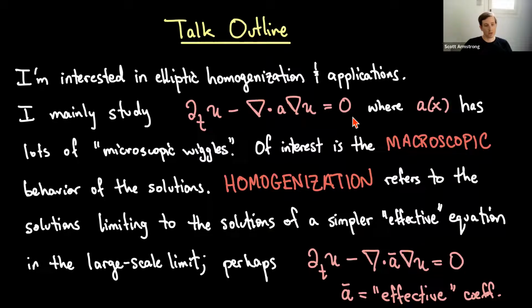Homogenization refers to the solutions limiting, on macroscopic scales, to a simpler equation. Usually that takes the form of, at least in this elliptic or parabolic case, an equation of the same form, but the matrix A is now deterministic and constant. So we typically write A bar, and these are called the effective or homogenized coefficients.